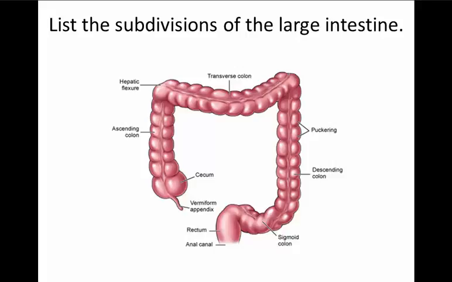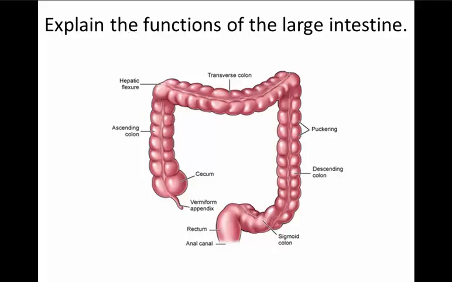We also have these puckering bulges in the large intestine that help to increase its surface area. Ultimately, the functions of the large intestine are absorption of water and electrolytes, things like sodium and potassium, and the synthesis of certain vitamins by bacteria that are found under natural conditions within the large intestine, specifically vitamin K and some B vitamins. They also provide temporary storage of waste, feces, and then also allow for the elimination of waste from the body through the process of defecation.